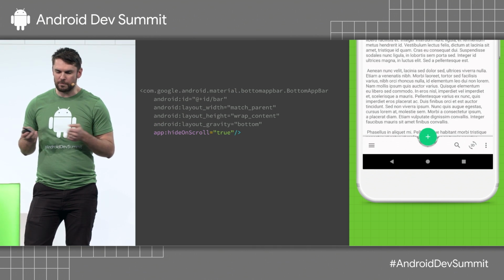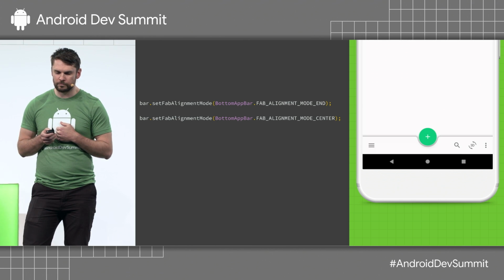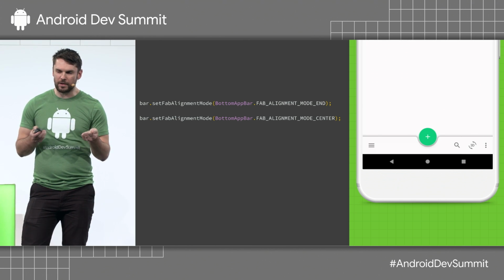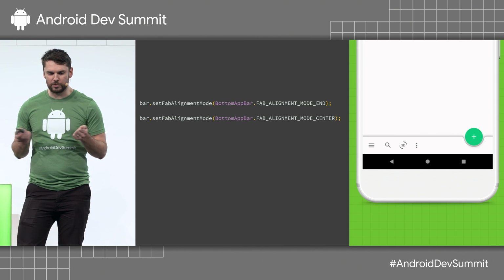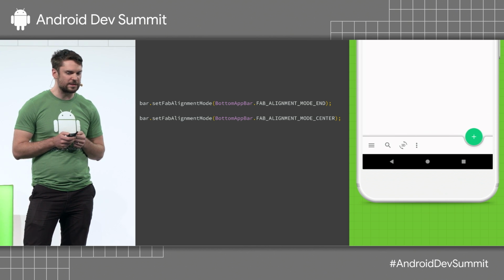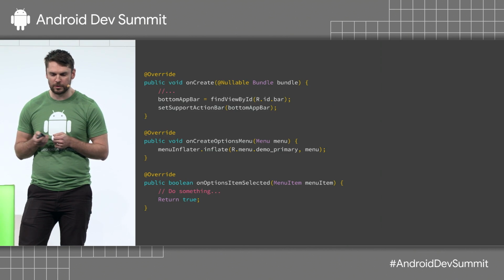You can have the bottom app bar hide on scroll. And you can also set this alignment mode. It will automatically animate the fab for you, and it's useful if you're navigating between different fragments or views and want to give a visual distinction between different screens.